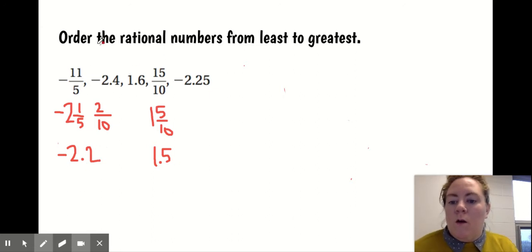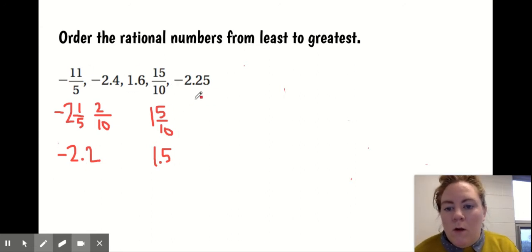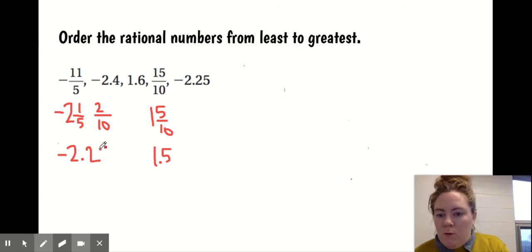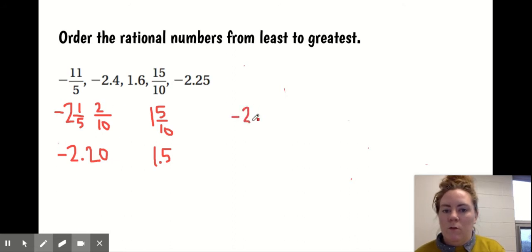All right, now they are all decimals. I can put them in order. I'm thinking this is 2.20 since I see 2.25 right there. Which is the farthest from 0 first, though? -2.4, followed by -2.25, followed by -2.2. And then we're into our positive numbers. 1.5 is smaller than 1.6. It's our greatest number. And voila, they are ordered.